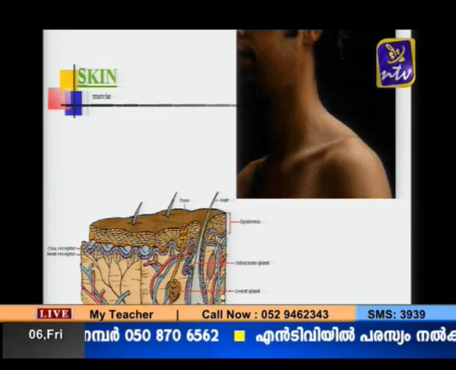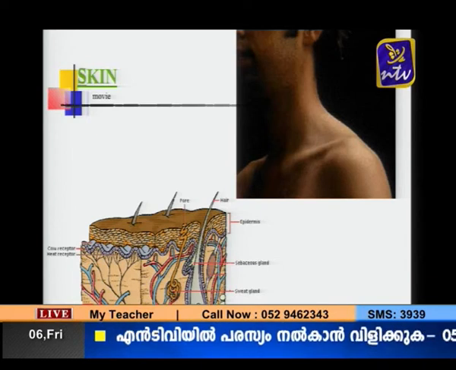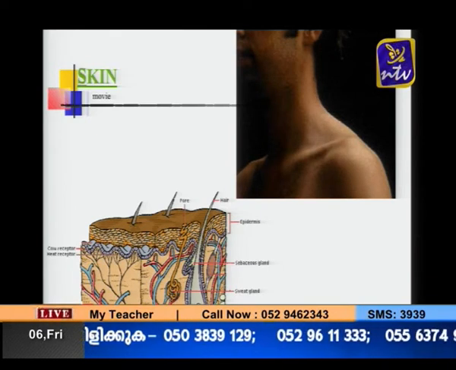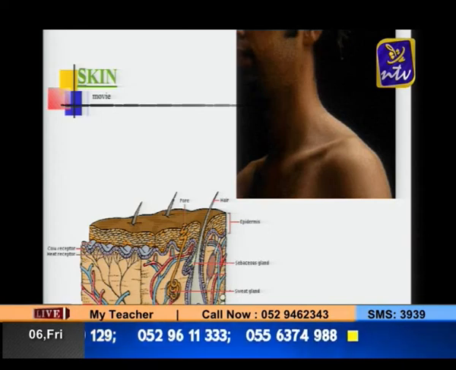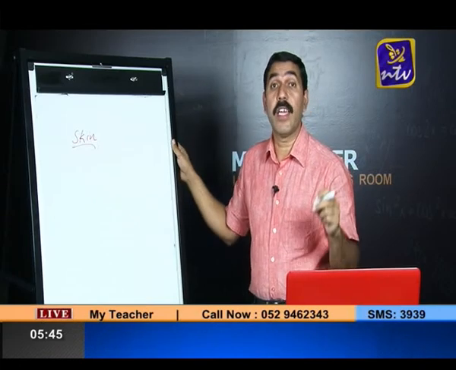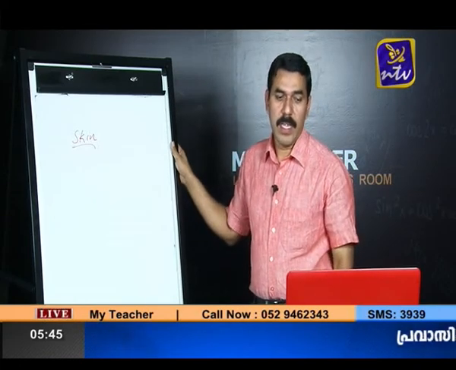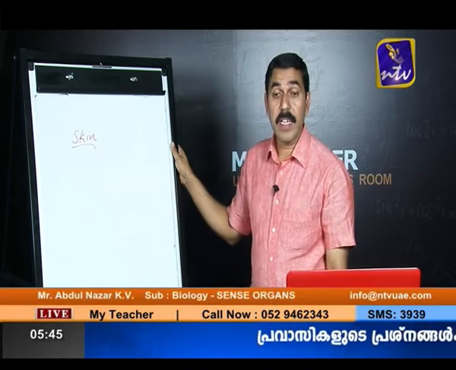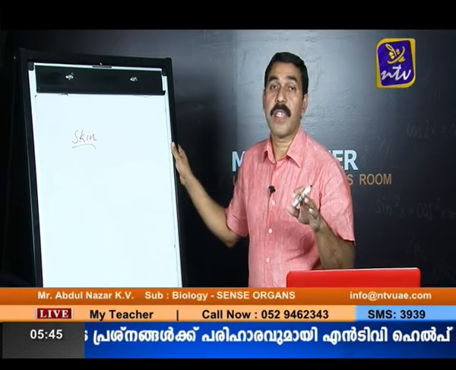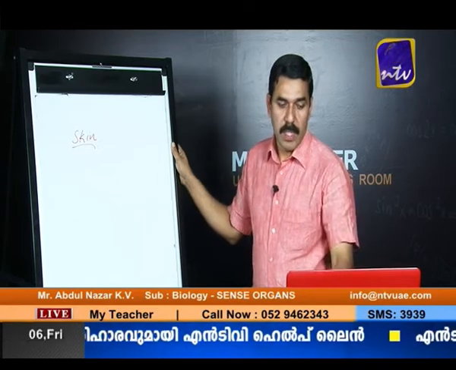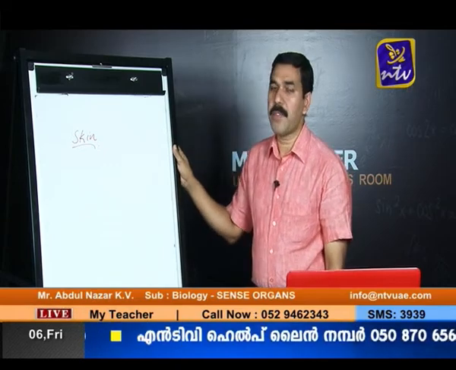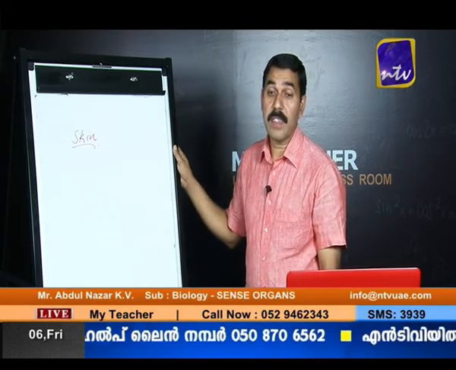Now let us see the function of each. Sweat glands produce sweat. Sweat is produced by the body as a mechanism to maintain the temperature of the body, or in order to get a cooling effect to the body. Then sebaceous glands secrete an oily substance that maintains the texture of the skin. Then let us see what are the receptors which are present in the skin.